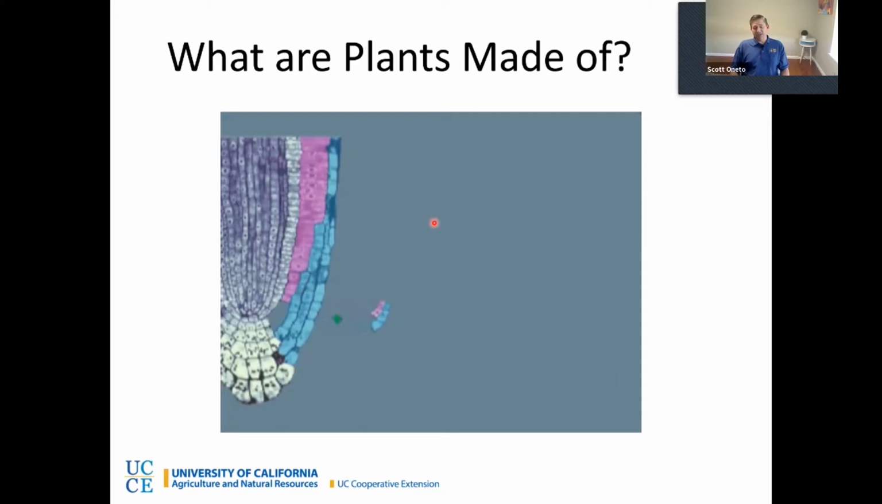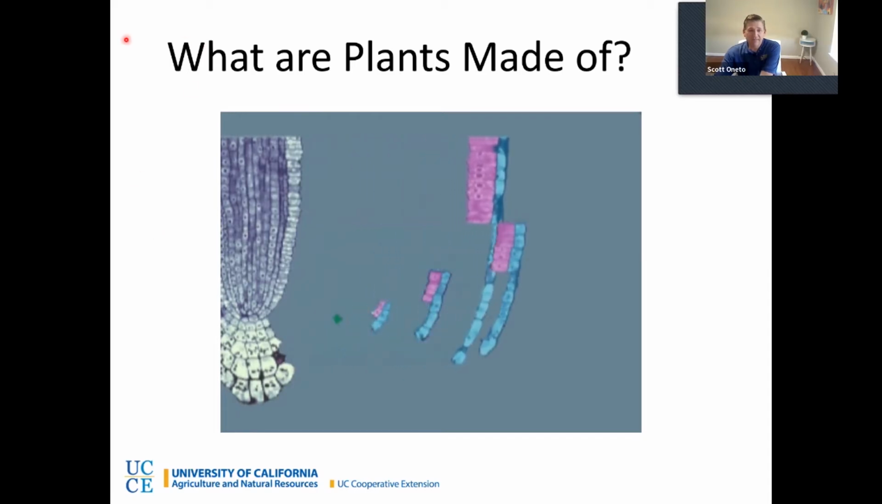So this was just a short little video that shows, as we zoom in on a root in this case, you can see all of these different cells that are underneath a microscope. So we're just looking really, really close at the root, and you can see all these little building blocks.